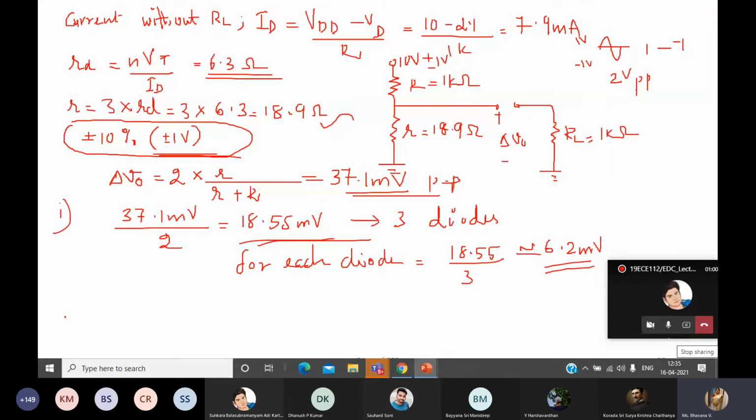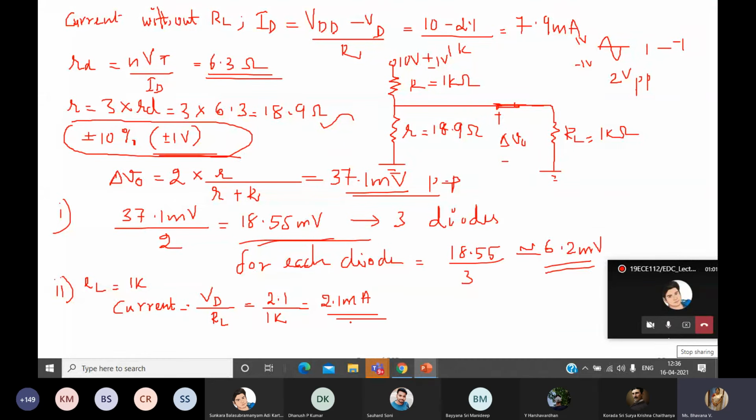Second part, with RL equal to 1K connected. So redraw the circuit by making this change. Connect this RL. So if RL of 1K is connected, what will be the current? What will be the current? VD by R. What is the drop across the three diodes? 2.1 divided by 1K, which is equal to 2.1 milliamps.